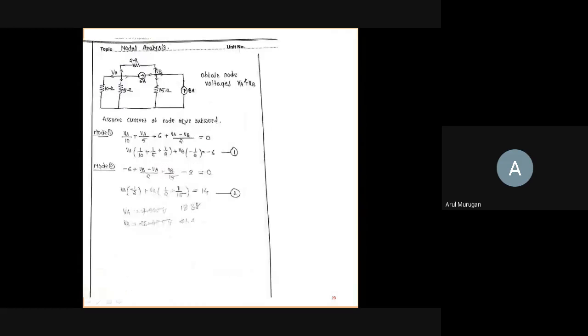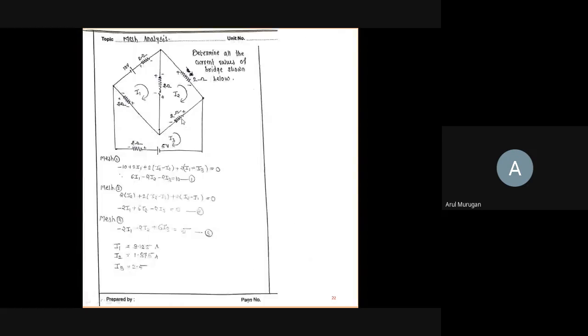Next, mesh analysis. Mesh analysis means Kirchhoff's voltage law plus Ohm's law. There are two points here. Count how many meshes there are, and go in a clockwise or anti-clockwise direction. Assume mesh currents I1, I2, I3, then write the equations and simplify. That's all about mesh analysis.